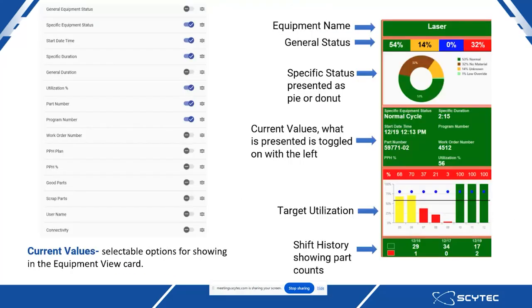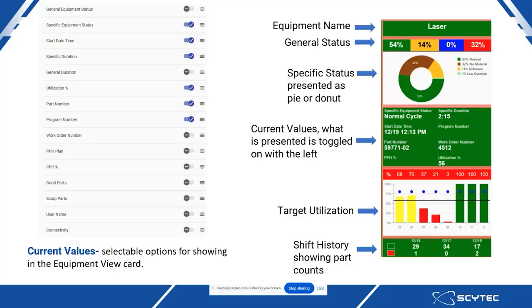So I'd like to discuss some of the data points that you can have populate inside the equipment view, as well as go over the user interface for the equipment view. If you look over on the right side of the screen, we can see a selected piece of equipment, a single card that is a laser, and at the very top, pointed to the name, you can see where the equipment name populates.